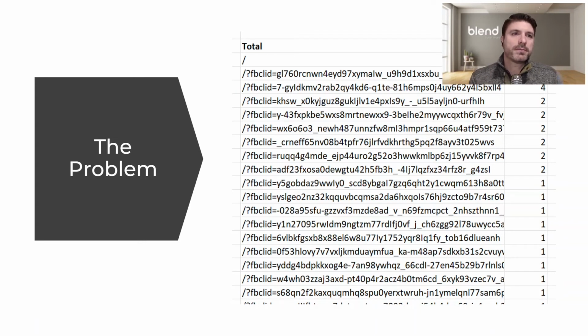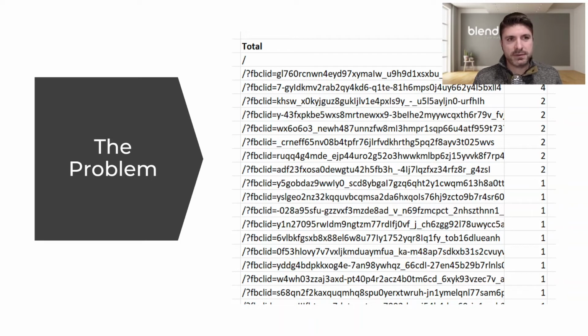Problem number 1. You've probably looked in your pages report and seen something that looks like this. Because of this Facebook click ID query string parameter, it's not easy for me to see how many page views my homepage really got. I'd love for all of my homepage page views to show up as a single line item, but it can be fragmented into hundreds or thousands of lines because of these query string parameters. And there are several query string parameters like this, not just the FBCLID.